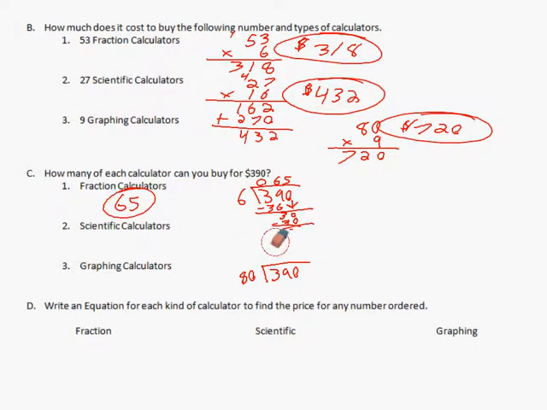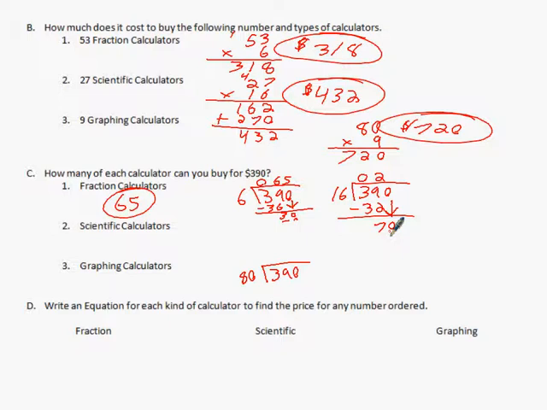I'm going to move this over so I can still do my math. 390 divided by 16 this time. 16 does not go into 3. It goes into 39 twice, which is 32. 39 minus 32 is 7. Bring down a 0. Now we have 70.